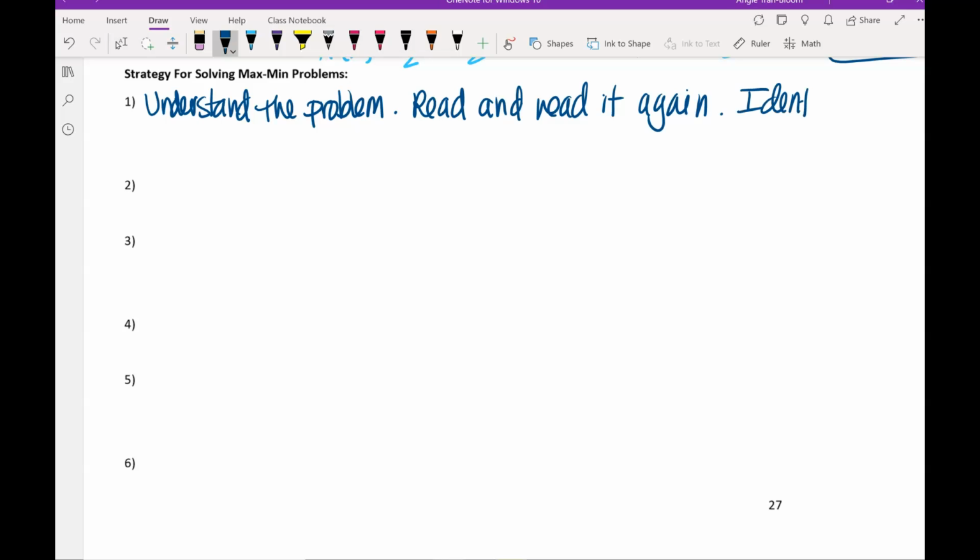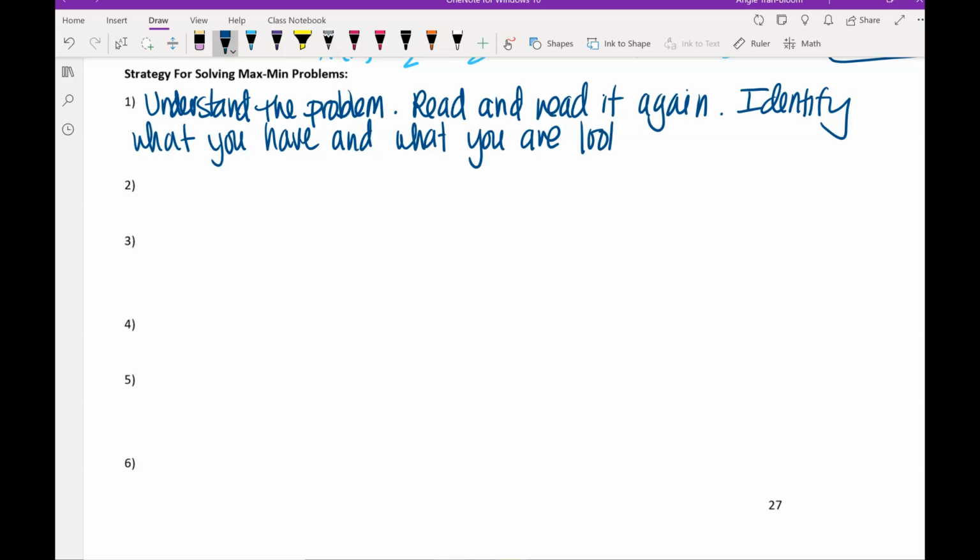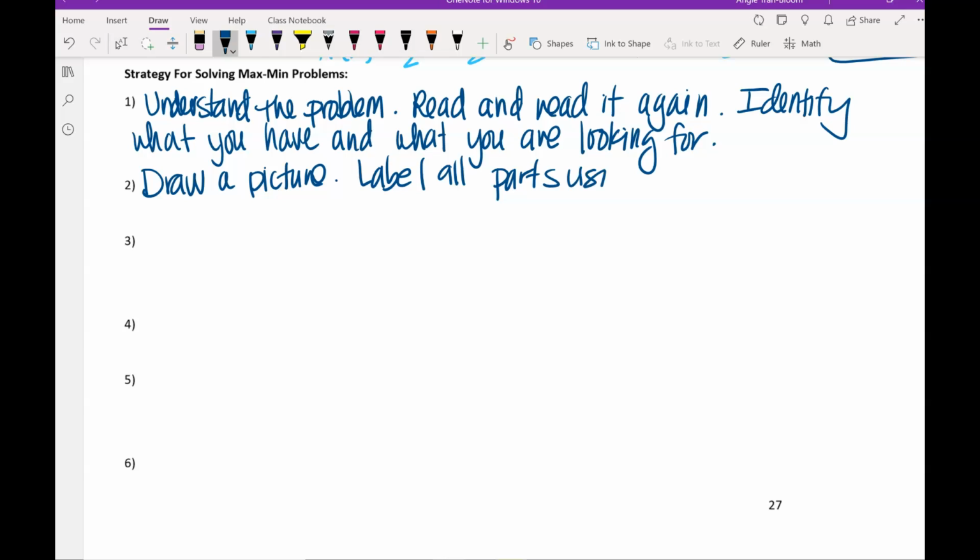Identify what you have and what you are looking for. I normally underline these things. Now, number 2, you guys see me do a lot of drawing, right? So draw a picture. Label all parts using variables or use what they gave you.